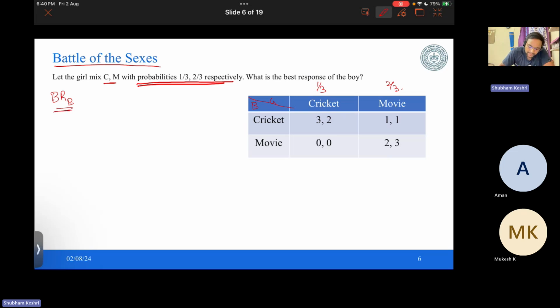So before obtaining the best response, you should know what the utility of the player is. So you have to obtain the best response for the boy. Therefore, you have to obtain the utility of the boy when he is playing cricket, going for a cricket match, and the utility of the boy when he is going for a movie. Please try to obtain these values. Then we'll discuss. And if you have already done it, you can just unmute yourself and speak.